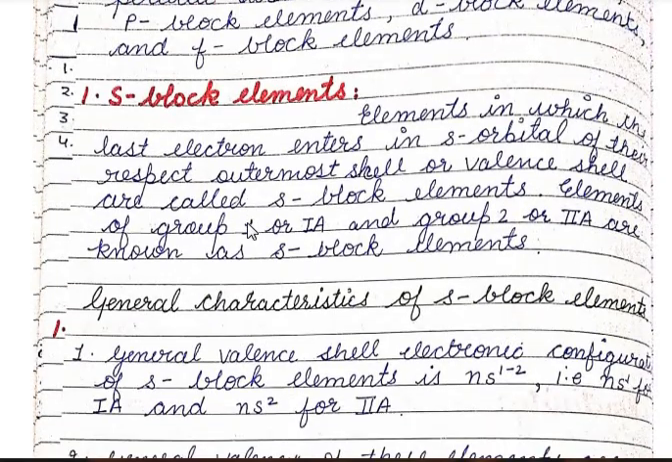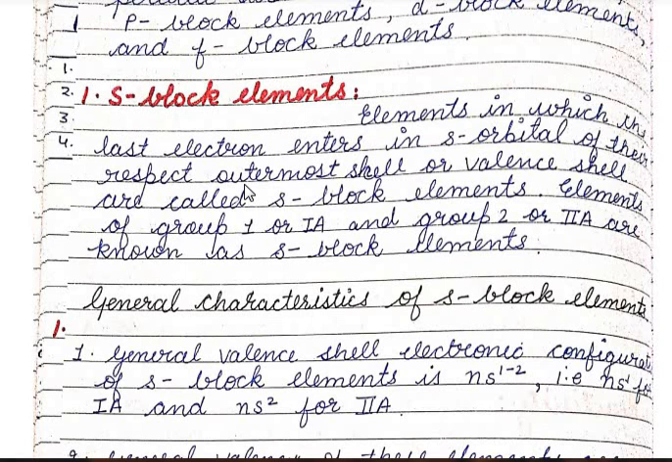Number 1, we will discuss now the S block elements. Elements in which the last electron enters the S orbital of their respective outermost shell or valence shell are called S block elements. Elements of group 1 or first A and group 2 or second A are known as S-block elements.